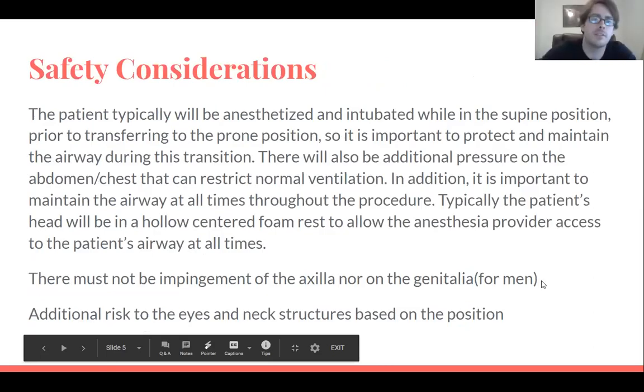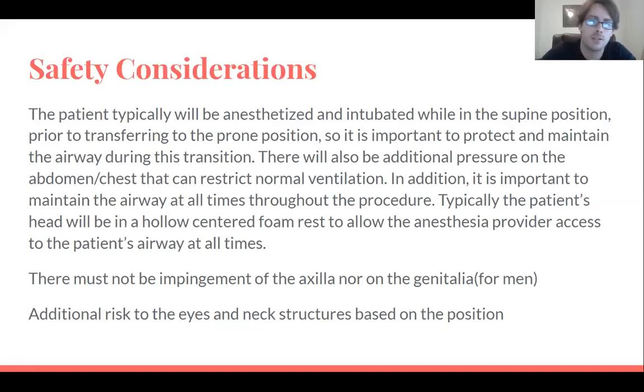Some safety considerations. The patient typically will be anesthetized and intubated while in the supine position prior to transferring to the prone position. So it is important to protect and maintain the airway during this transition, as well as maintaining the rigidity of the spine, so proper control of the head. There will also be additional pressure on the abdomen and chest that can restrict normal ventilation. In addition, it is important to maintain the airway at all times throughout the procedure.